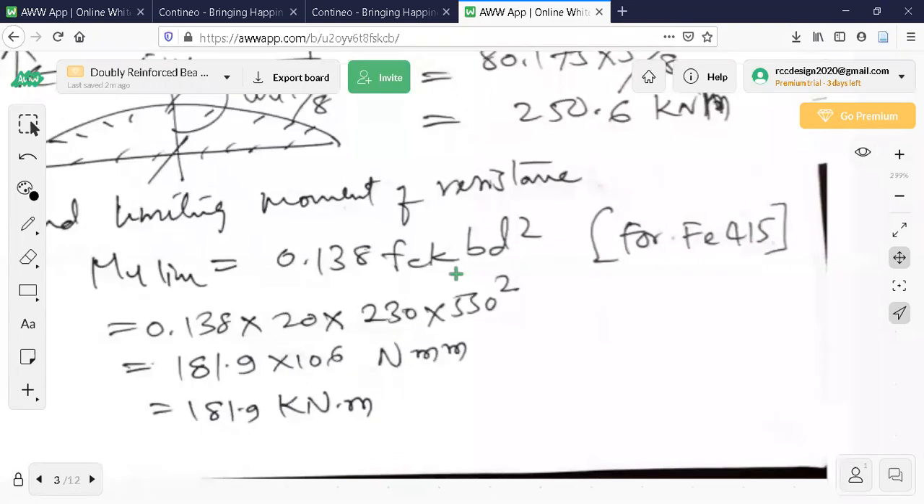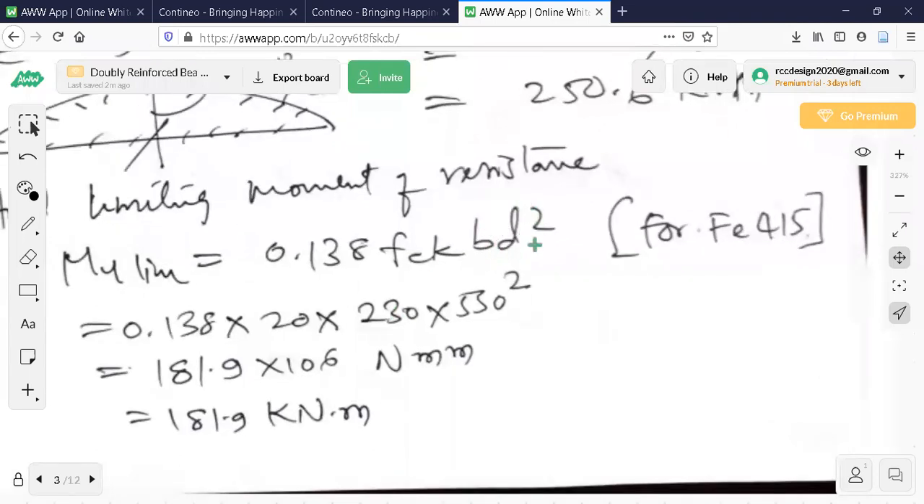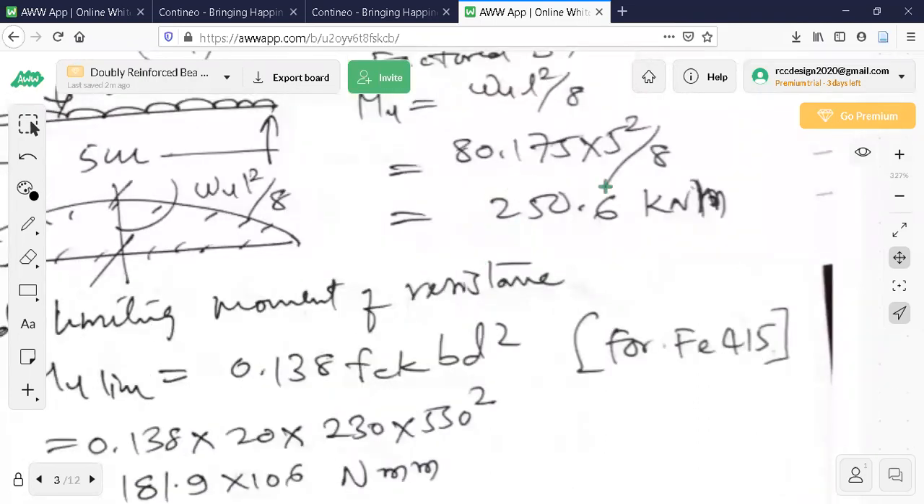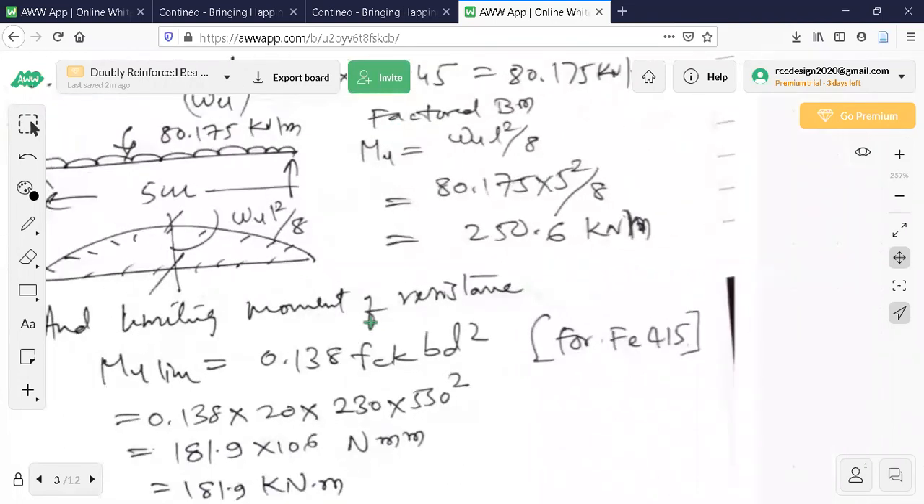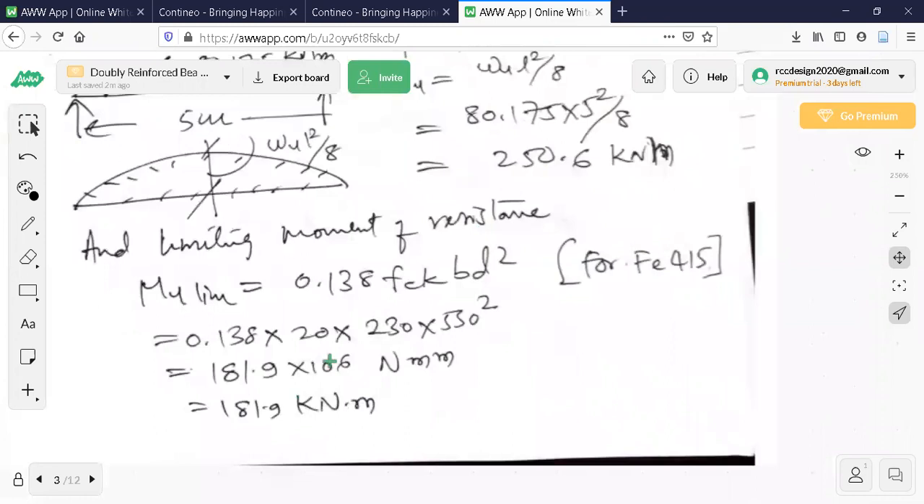There are two options here. If I still want to design this one as singly reinforced only, I have to change the dimensions. I have to increase the dimensions. Automatically this value will be increased. It may become more than 250.6, but that is not allowed in this problem because the dimensions are given in the problem, it is fixed. When you compare Mu with Mu limit, then only you will decide that you have to design a doubly reinforced section. In the problem, they have not mentioned it. It is not given whether you are supposed to design singly reinforced or doubly reinforced.